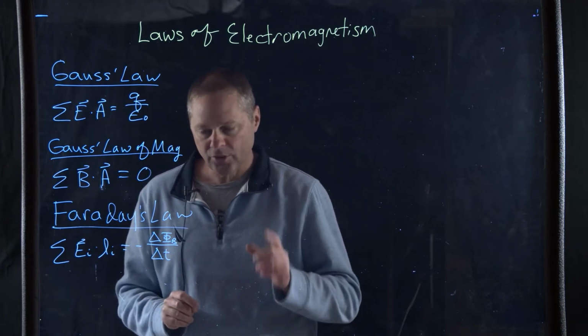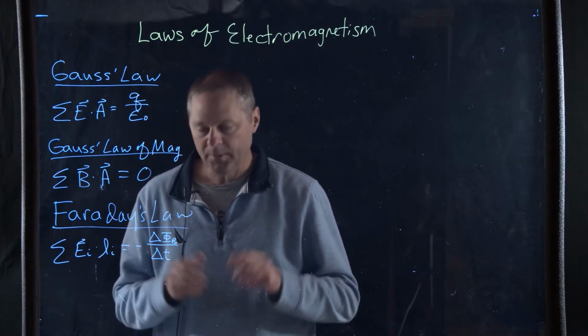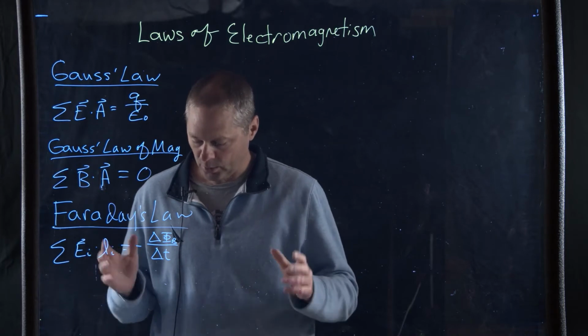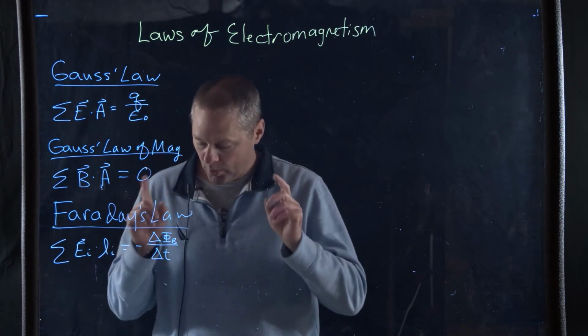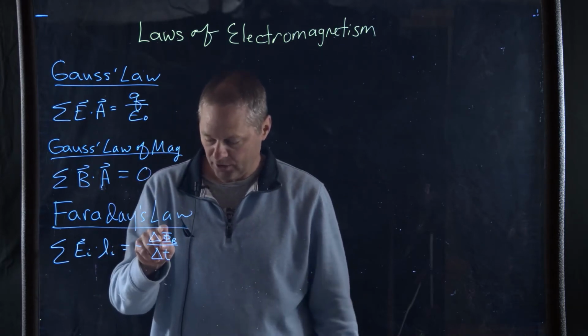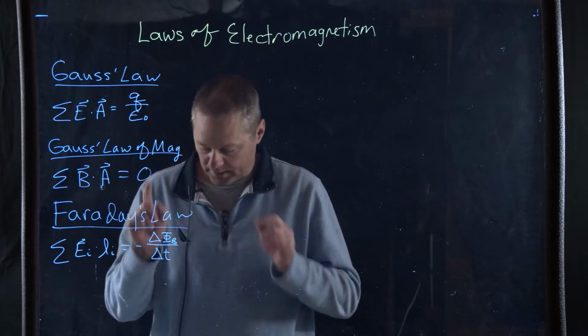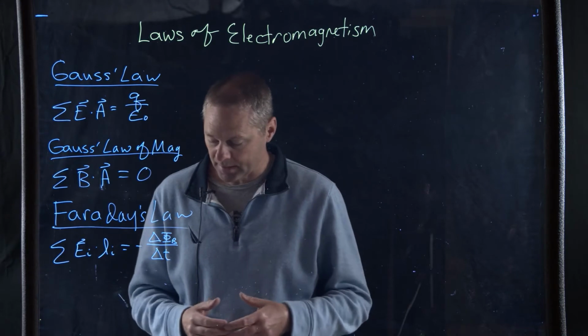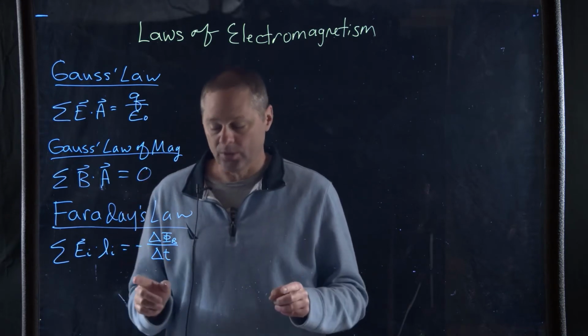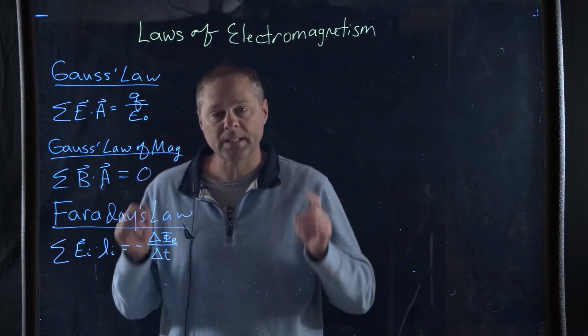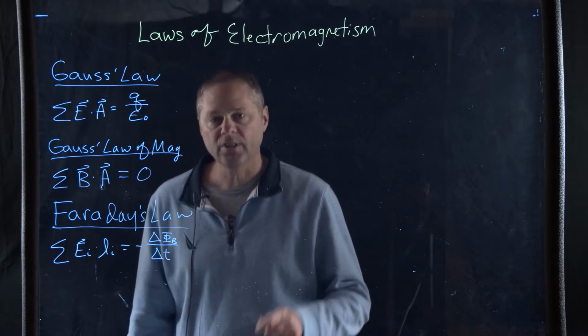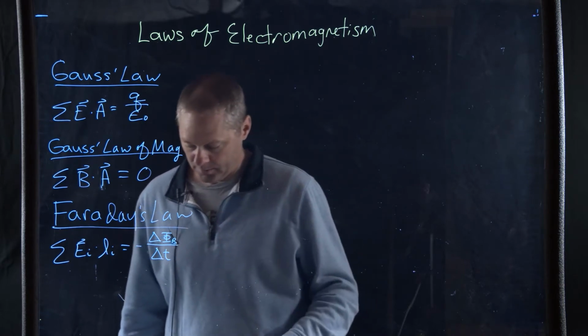And the electromotive force is the sum of the electric field around a closed path. Now that will equal the rate of change in the magnetic flux through that closed surface with respect to time. So let me repeat this. An electric field is formed by a changing magnetic field.